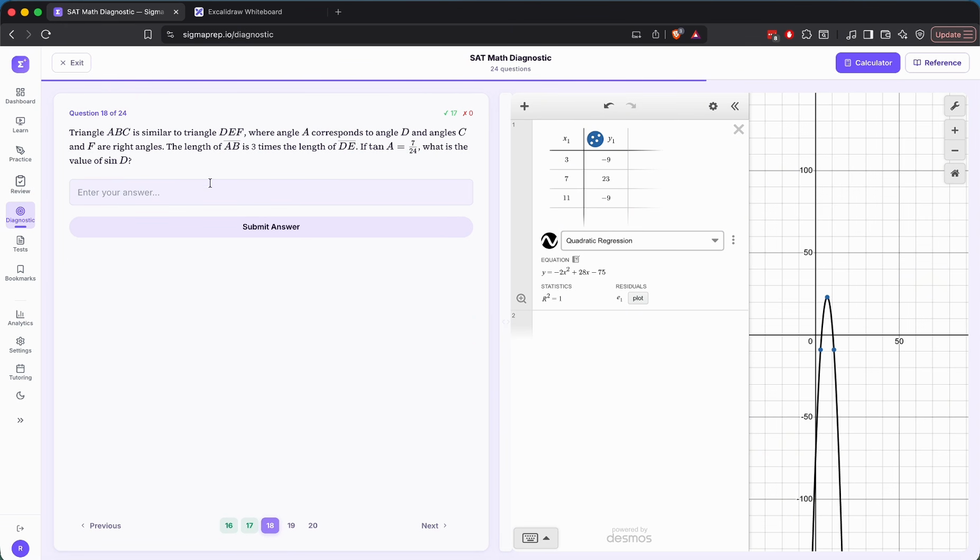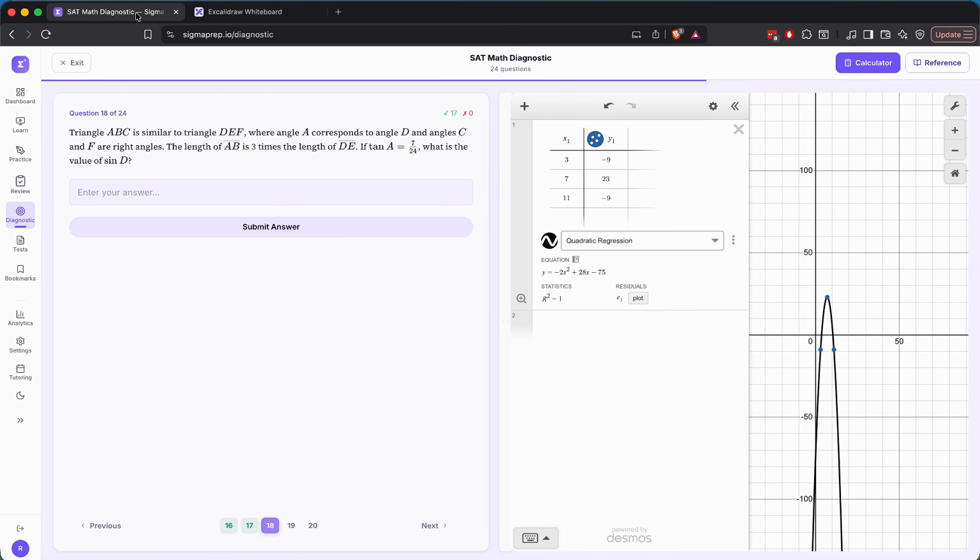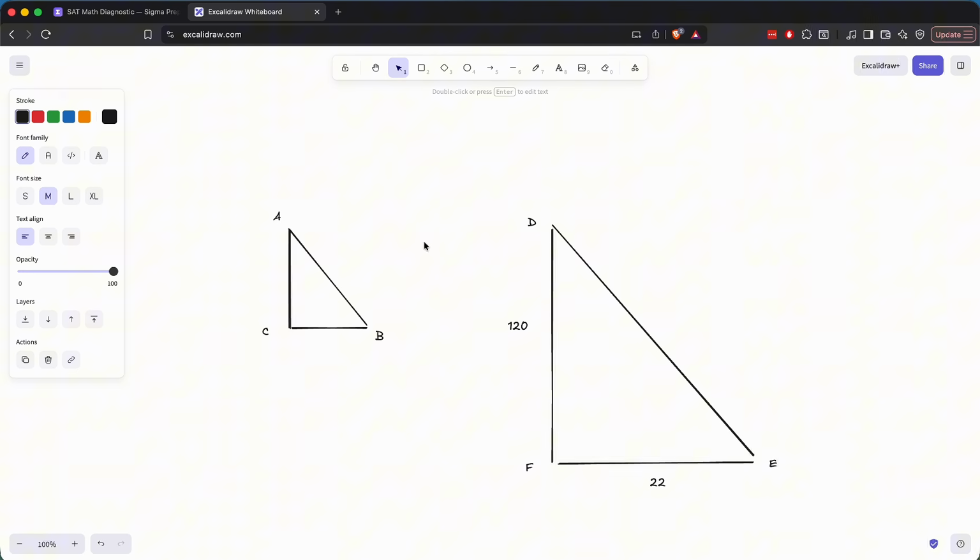Next question, similarity again. We talked about this. Okay, cool. It says ABC is similar to DEF, C and F are right angles. So we could basically reuse this picture. That's perfect. Okay. It says AB is 3 times DE. So here they do give you the proportionality, but like we saw in the other one, it doesn't actually matter, right? So you see, they tell you tan A is 7/24, and they want to know what is sine D, right?